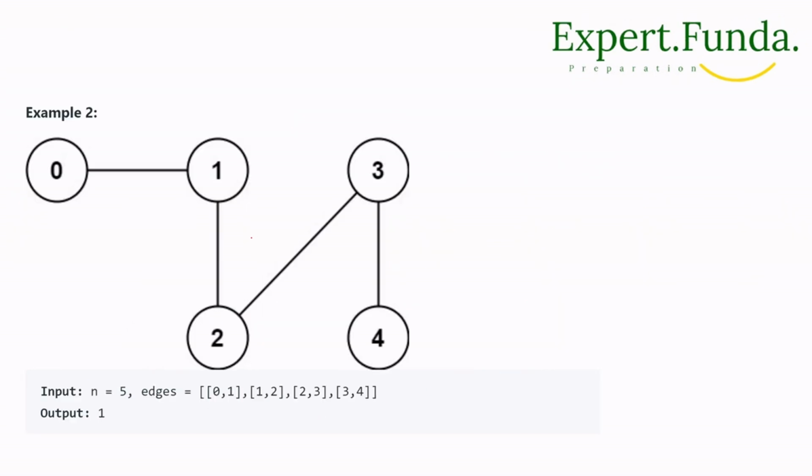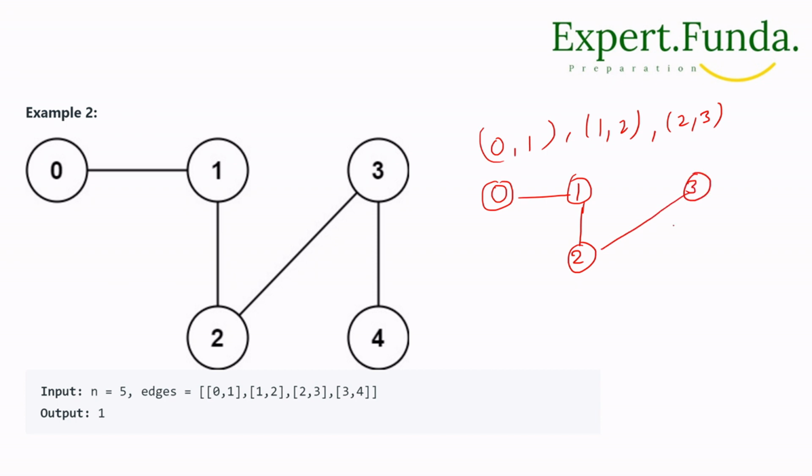Now let's talk about the second example. See the edges given. First, we have 0 comma 1, so we take 0 and 1 and connect them. Now we have 1 and 2, so 1 is already there, we take 2 here and connect 1 and 2. Now we have edge 2 and 3, so we take 3 here and connect it with 2.